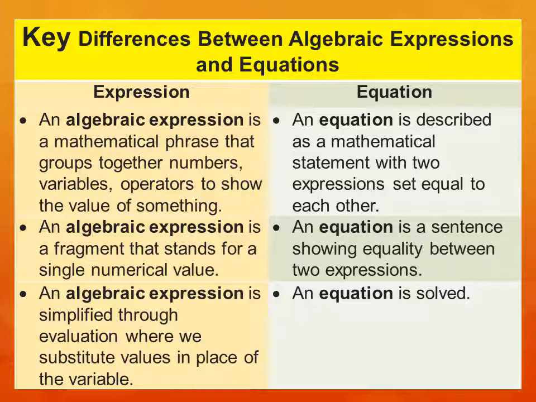Next, an algebraic expression is a fragment that stands for a single numerical value, while an equation is a sentence showing equality between two expressions. An algebraic expression is simplified through evaluation, where we substitute values in place of the variable, while an equation is solved.